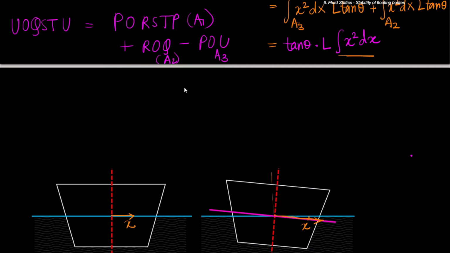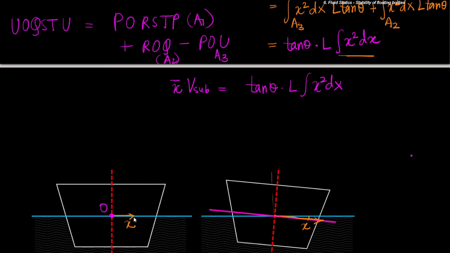So the left hand side was equal to x bar, the shifted location of B prime, the center of buoyancy, x prime, times the submerged volume, let's call it V sub. This is going to be tan theta multiplied by L times the integral of x square dx. Now x square dx is the second moment of area about this particular origin.